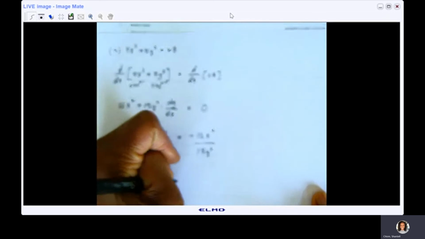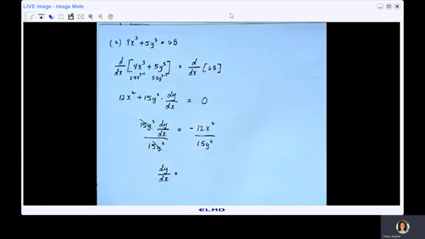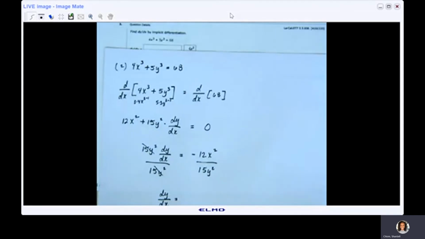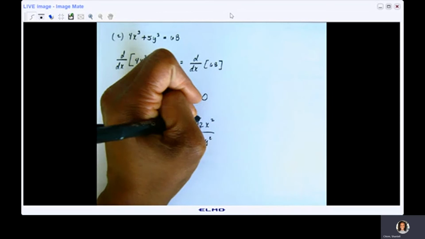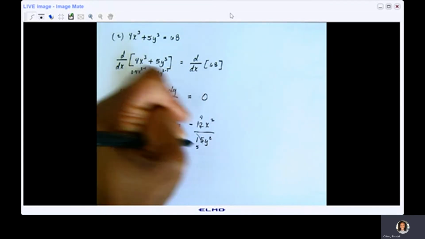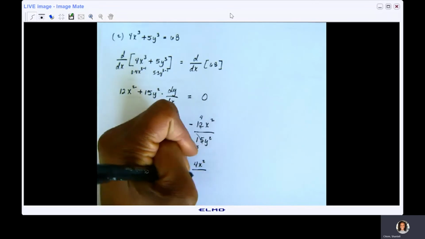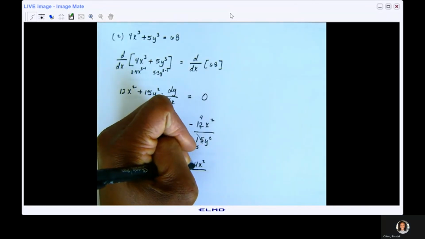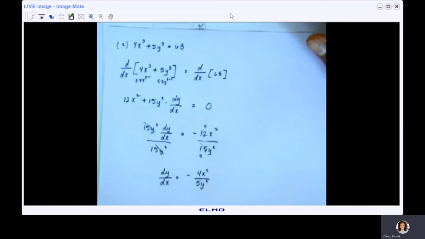So dy over dx equals this, but we simplify because 12 and 15 have at least a 3 in common. Yeah, just 3 actually. 3 goes into 12 4 times, and 3 goes into 15 5 times. So this is a negative 4x squared over 5y squared. Okay?